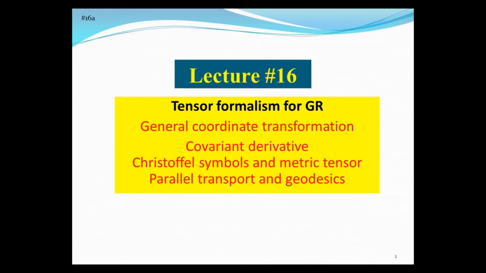And so for the tensor formalism, we're first going to review the coordinate transformation, which we already discussed in chapter 3. And then we're going to talk about something called the covariant derivative, which is a key concept in differential geometry. And then show the Christoffel symbols, how they're related to the metric tensor. And then we'll talk about parallel transport, and also talk about geodesics in a proper way.